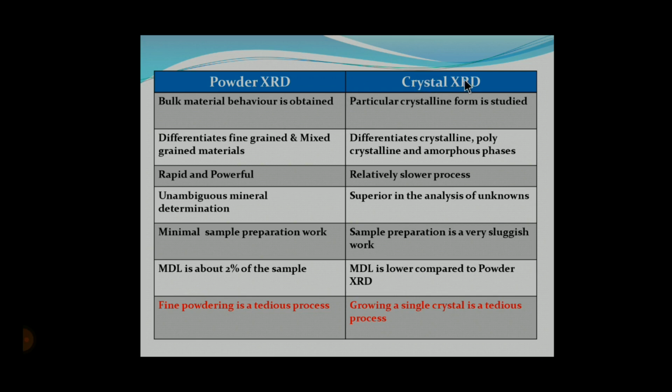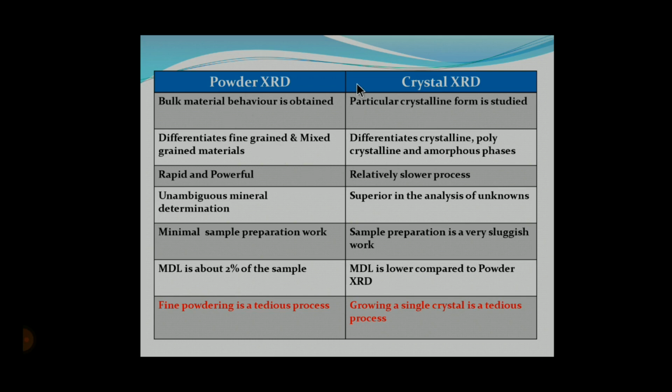But at the same time, in the case of crystal XRD, very few types of crystallites will be exposed to the XRD, so that a particular crystal structure may be studied. And here powder XRD can differentiate between fine-grained and mixed-grained materials, right? The grain size can be calculated from this. And here the crystalline, polycrystalline and amorphous materials, or phases, can be differentiated.